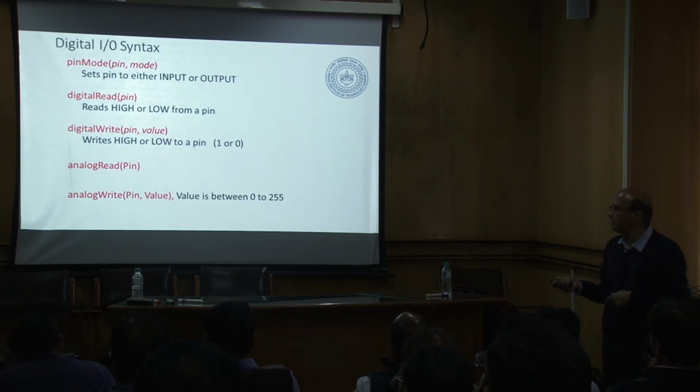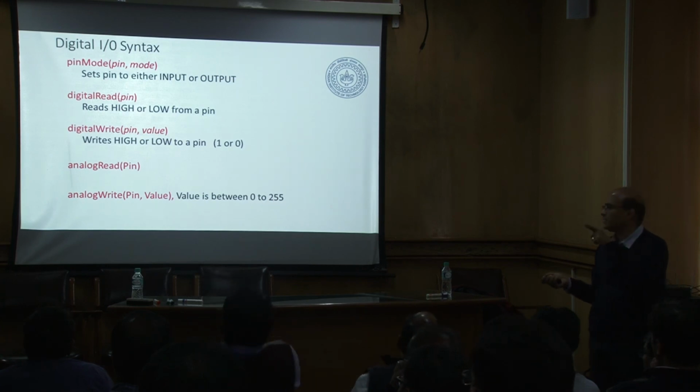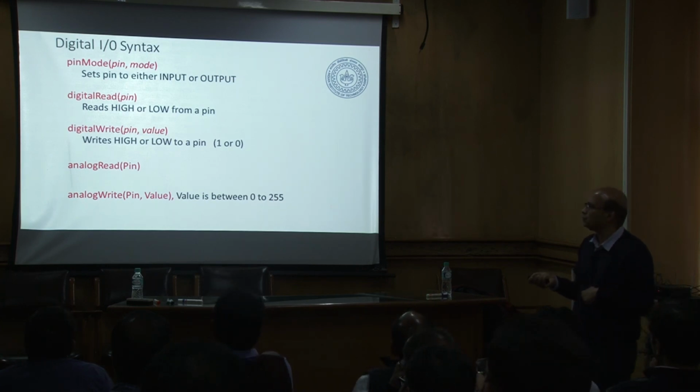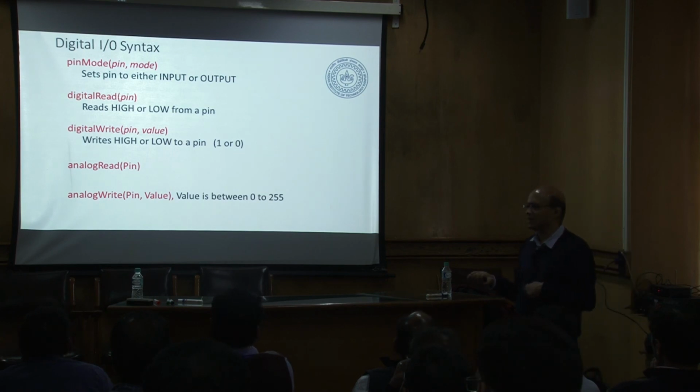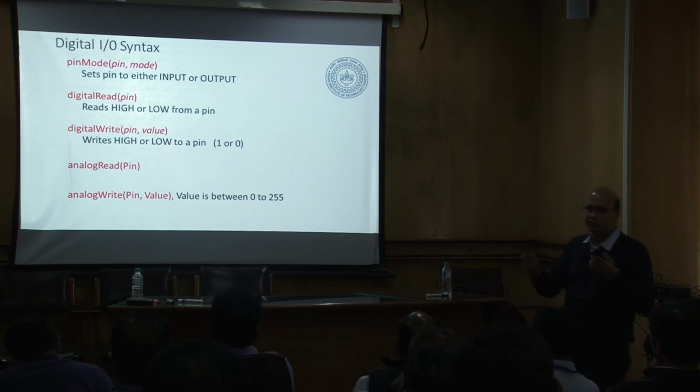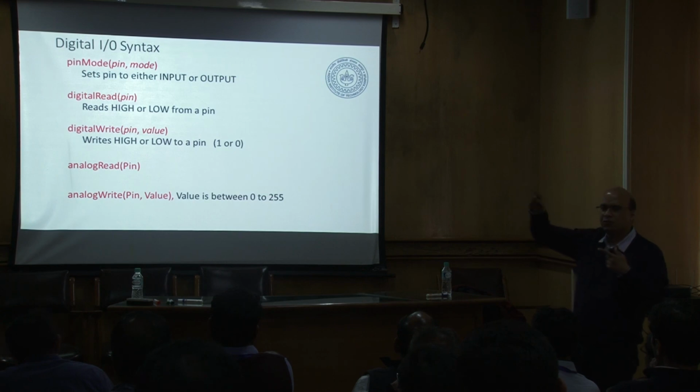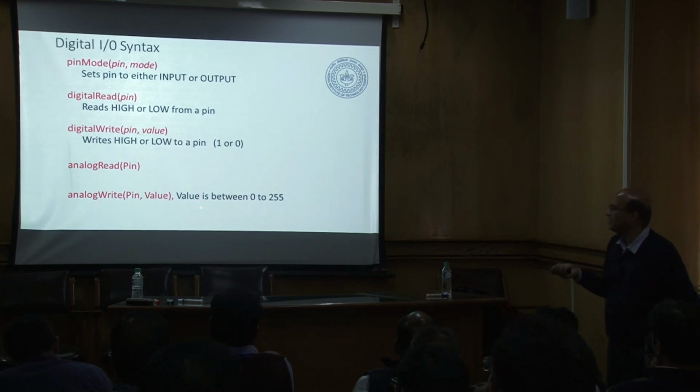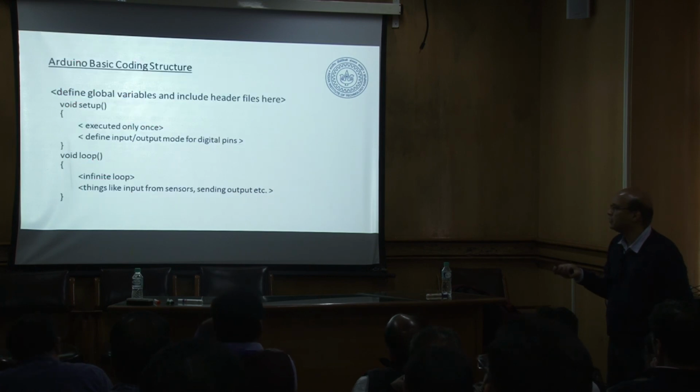analogWrite takes a pin number and a value. This analogWrite takes a value from 0 to 255. What this means is, if I want to power an LED, I have the option of giving the full voltage, or I can break that voltage into small amounts and give that. So analogWrite takes values between 0 and 255.